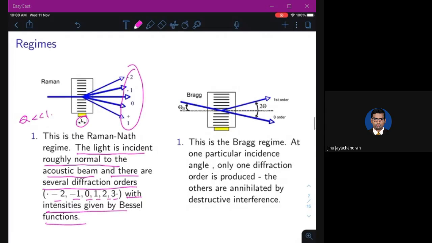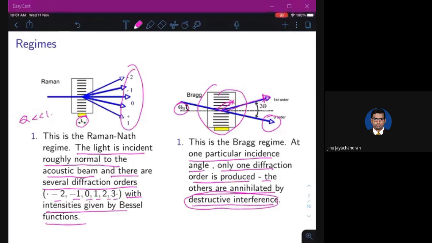and it will get split into multiple diffraction patterns. In Bragg diffraction, at one particular incidence angle, that is theta B, only one diffraction order is produced. The others are annihilated by destructive interference. So basically, the zeroth order is your normal wave, and the first order is the only diffraction that is being produced. Inside this material, there are many diffractions happening, but all the diffractions are cancelled out once it reaches the outside of the material because of the destructive interference. So these are two different regimes in the optical scenario.